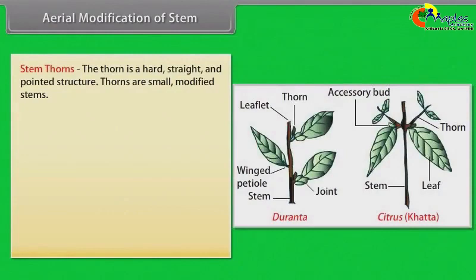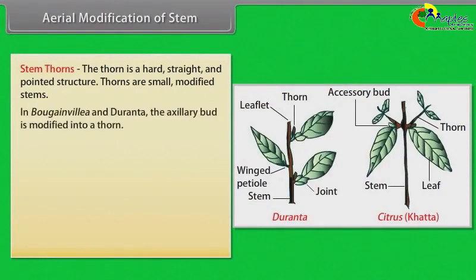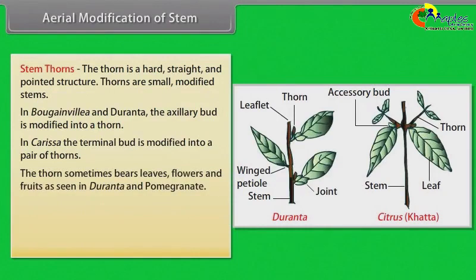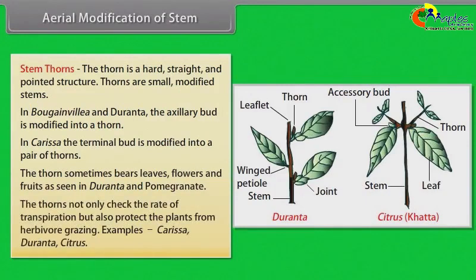Stem thorns. The thorn is a hard, straight, and pointed structure. Thorns are small, modified stems. In bougainvillea and duranta, the axillary bud is modified into a thorn. In carissa, the terminal bud is modified into a pair of thorns. The thorn sometimes bears leaves, flowers, and fruits as seen in duranta and pomegranate. The thorns not only check the rate of transpiration, but also protect the plants from herbivore grazing. Examples: carissa, duranta, citrus.